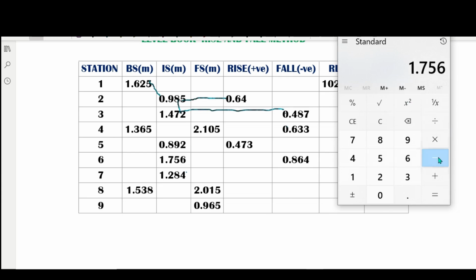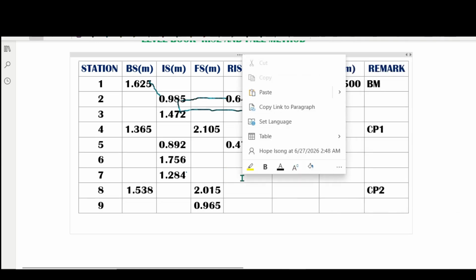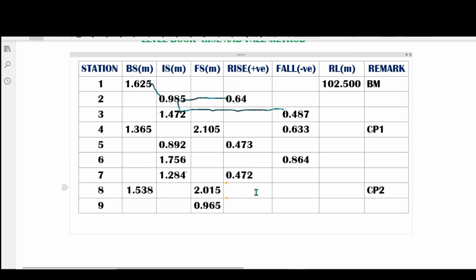1.756 minus 1.284. That's going to be 0.472. That's a rise. Let's just copy it there, 0.472, here. Okay, remember, it's more like an L. This goes on the same row. You write the answer on the same row of the last number you subtracted. That is, this minus this, the answer on this row. This minus this, the answer on this row. Did you get that? That is what you do.